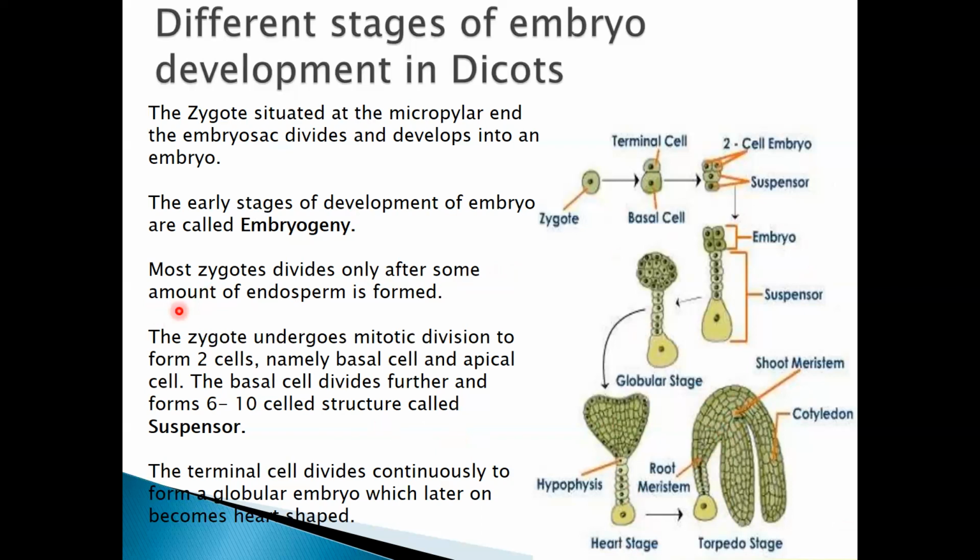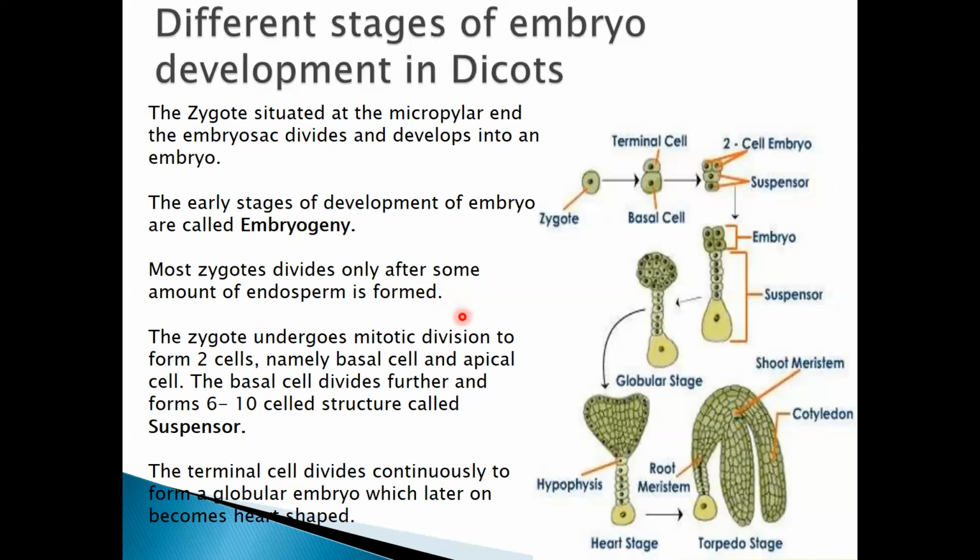Most zygotes divide only after some amount of endosperm is formed. Yes, because why? The zygote will divide only after some amount of endosperm is formed, because endosperm is a nourishing tissue for the embryo. It nourishes the embryo. It provides the nutrition required for the embryo development. So only once the endosperm is formed, the zygote will divide into embryo. Okay. So now what will happen first?